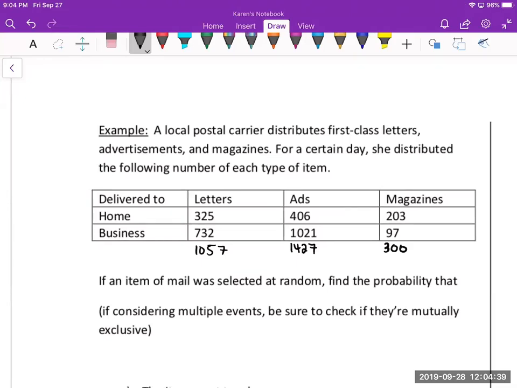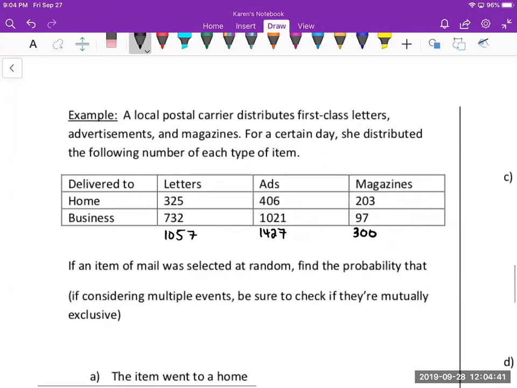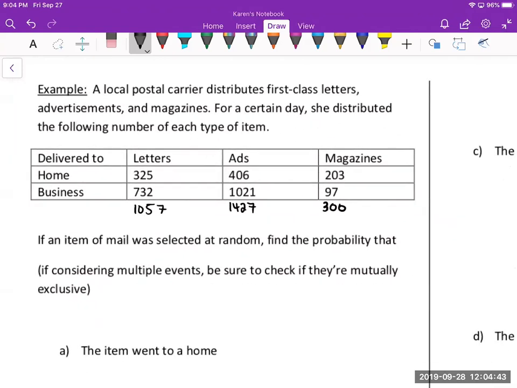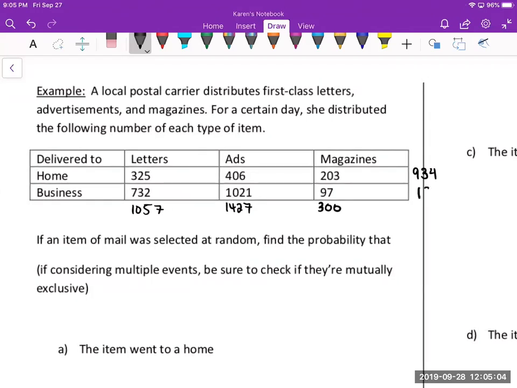Now I want to find out how many pieces of mail were sent to homes. So I'm going to add the number of letters, 325, the ads, 406, and the magazines, 203. And this gives me 934 pieces of mail sent to homes this day. Same for businesses. We're going to add the 732 letters, the 1,021 ads, and the 97 magazines to get 1,850 pieces of mail sent to businesses.